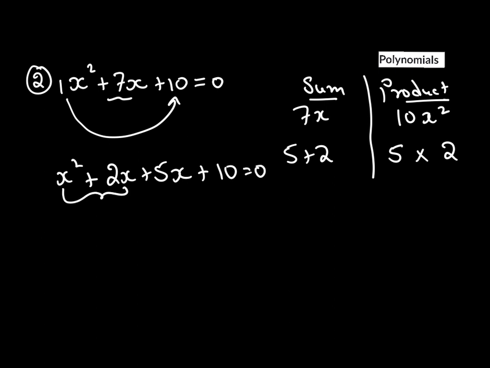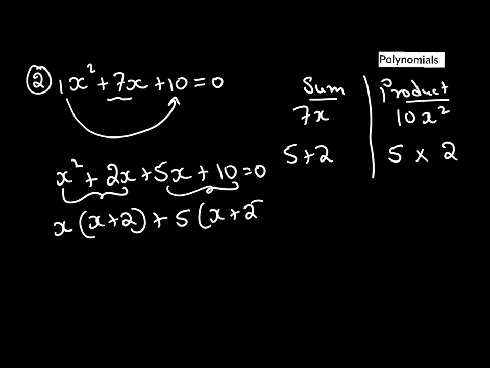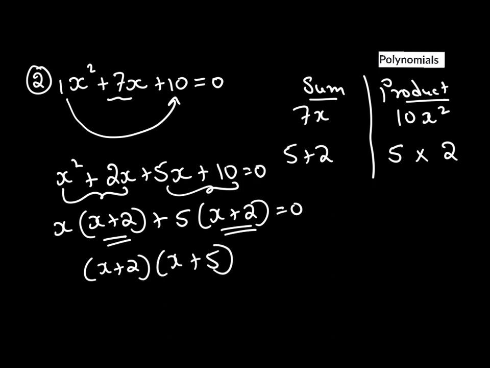Now taking the common factors over here, x is the common factor, so we are left with x plus 2. And taking the common factors over here, 5 is the common factor. We are left with x plus 2, equal to 0. So now the common factors in these two are x plus 2 and x plus 5. So the zeros of this polynomial are x equal to negative 2 and x equal to negative 5, because these are the values that are going to make the polynomial equal to 0.